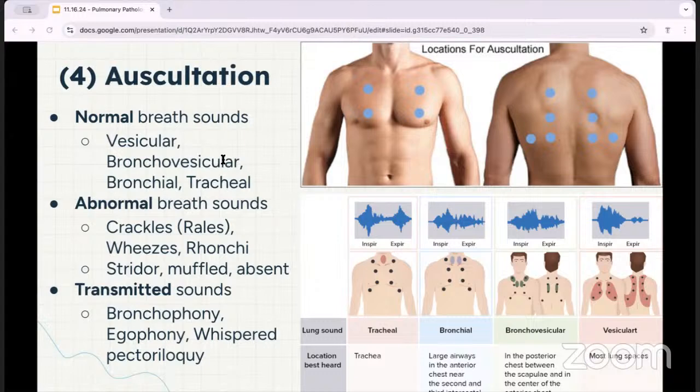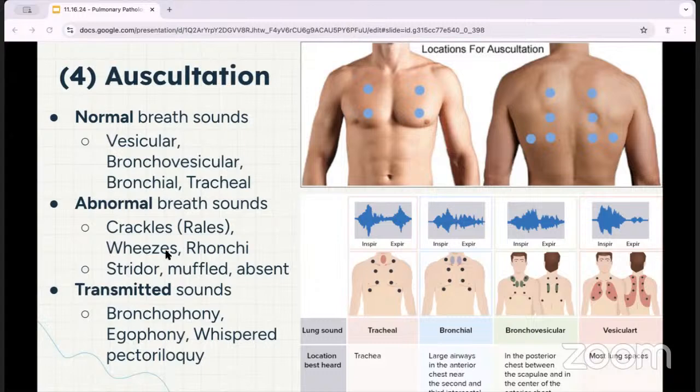So let's talk a little bit more about abnormal breath sounds now, like crackles or rales. We'll listen to a couple of them. Crackles sound like Velcro being pulled apart or bubbles popping. They're caused by fluid in the small airways or alveoli. Fine crackles are soft and high-pitched, often heard in conditions like pulmonary fibrosis. And then there are coarse crackles that are louder and lower pitched. They're often heard in pneumonia or heart failure.